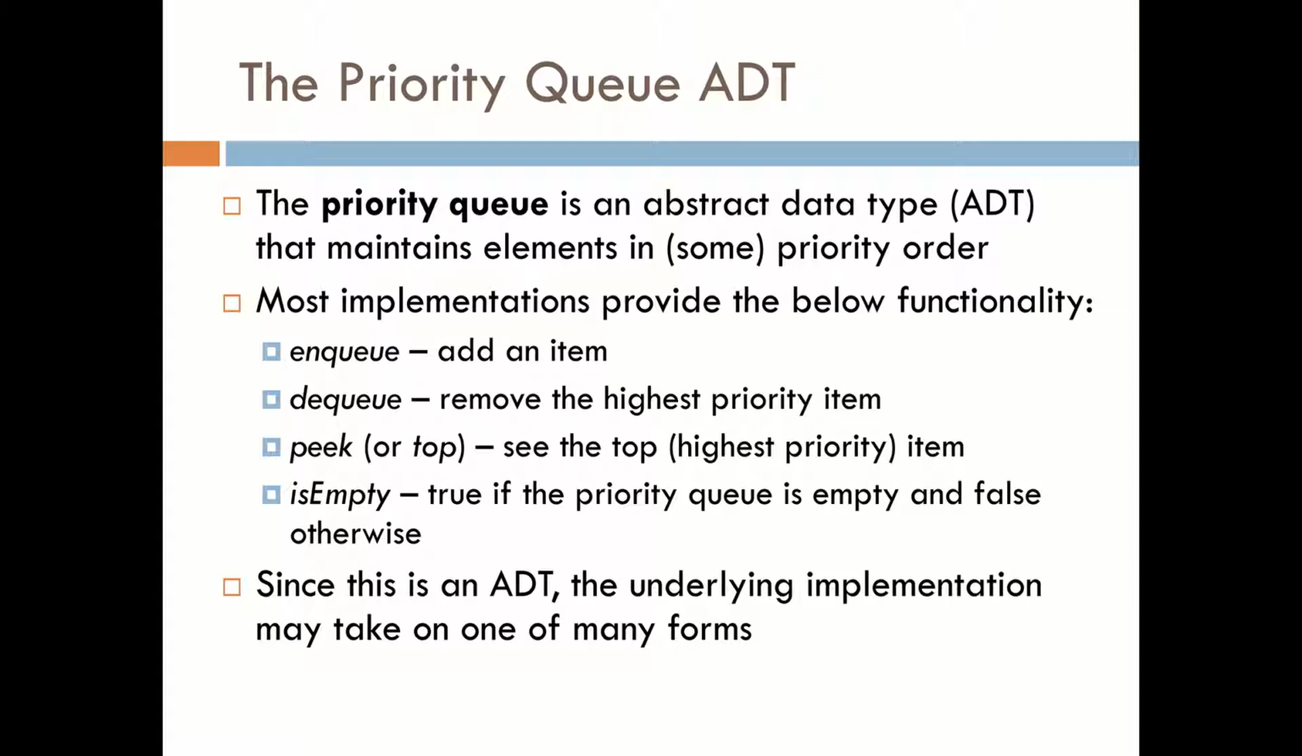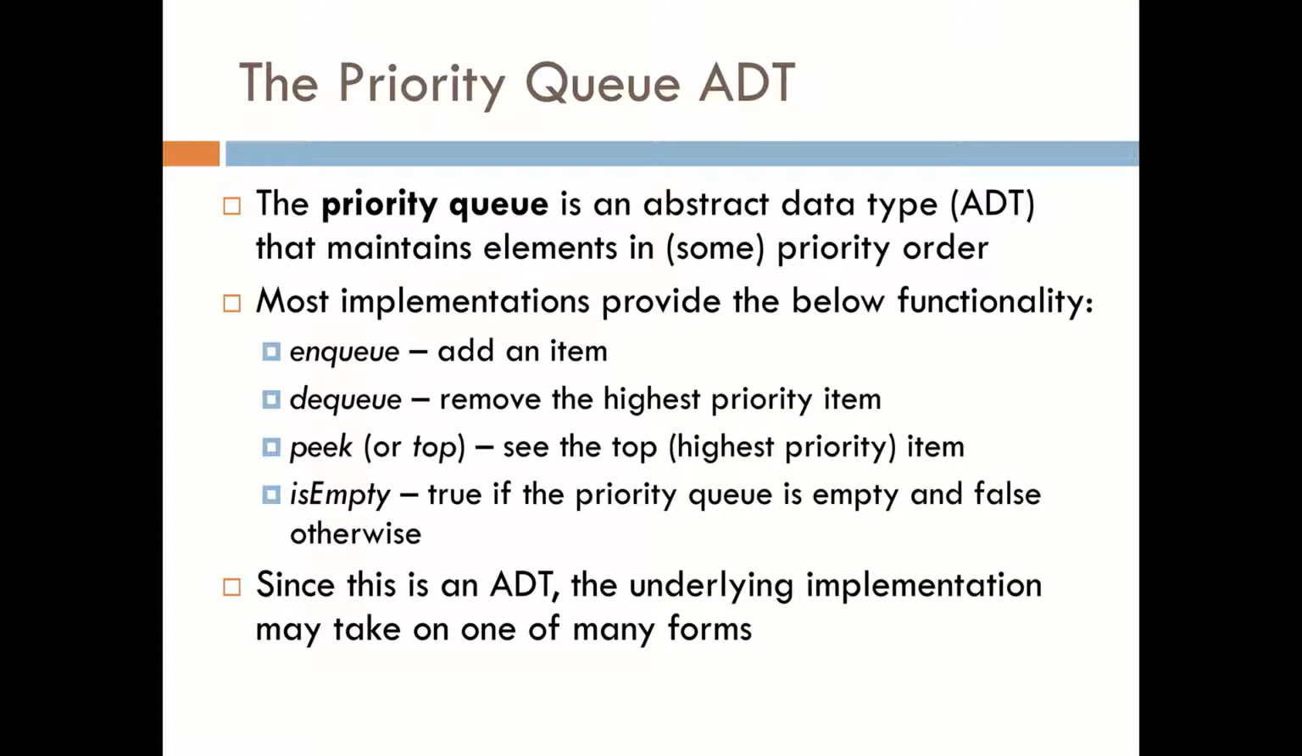The priority queue is an abstract data type, much like stacks and queues that we've taken a look at previously. And the priority queue maintains its elements in some order, and we'll look at a couple of different versions of that. Most implementations of this specific abstract data type provide the functions that you see here.